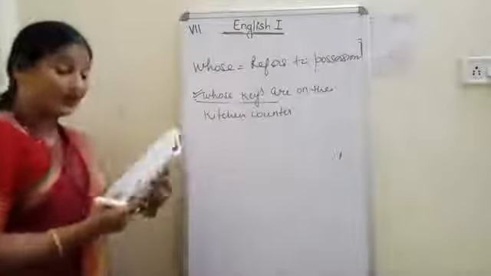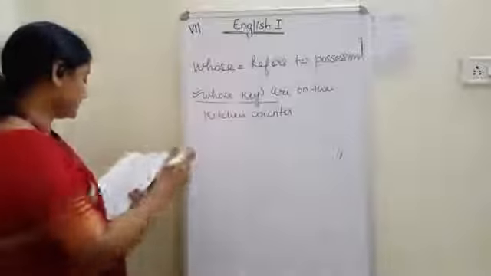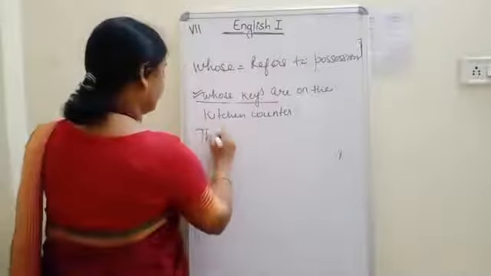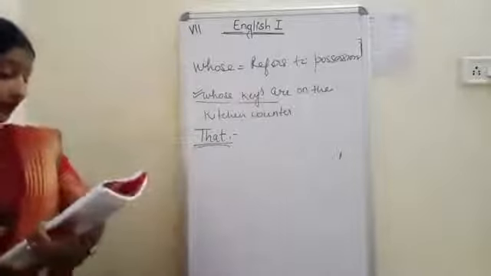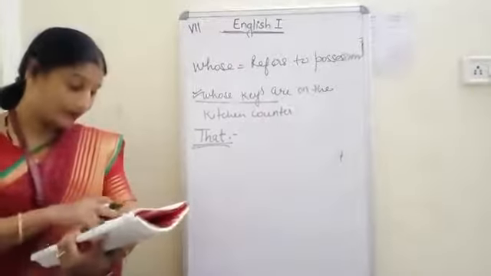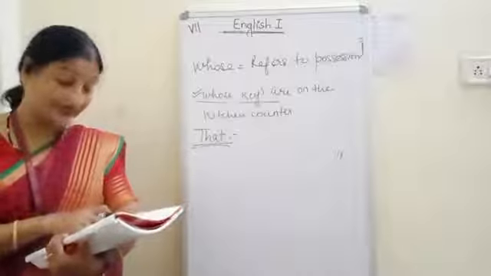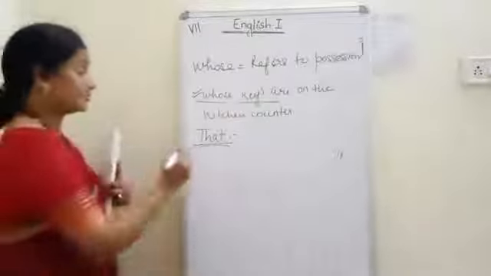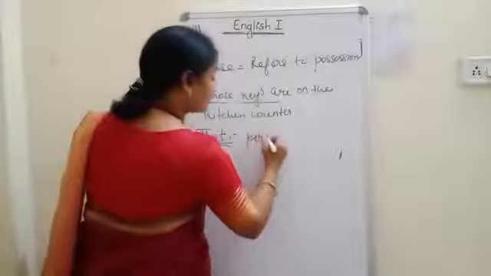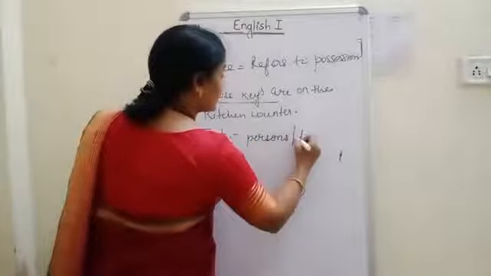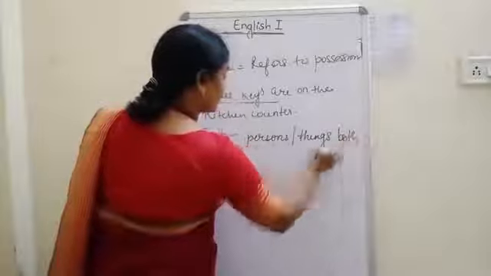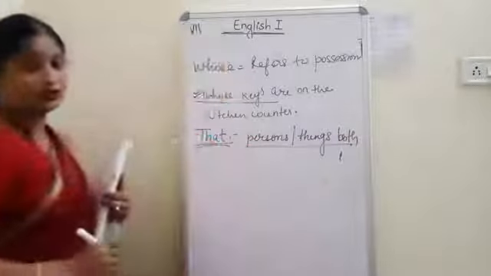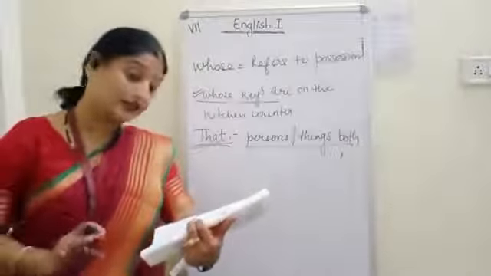That is okay. Now one more. That is that. And that can be used for life. That can be used for both, that is persons and things. So it can be used along with persons as well as things both. It is used to relate persons and things both.